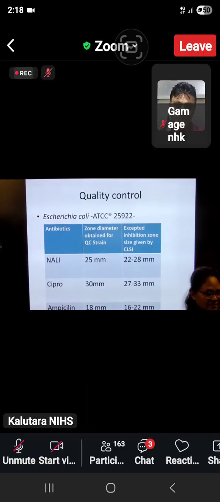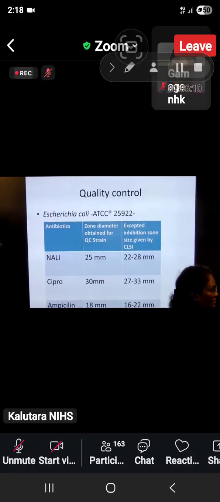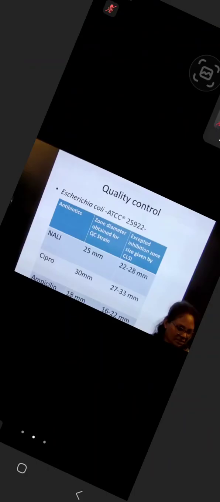Give me 1 minute to change my battery. Okay, is this clear to you? Is this clear?